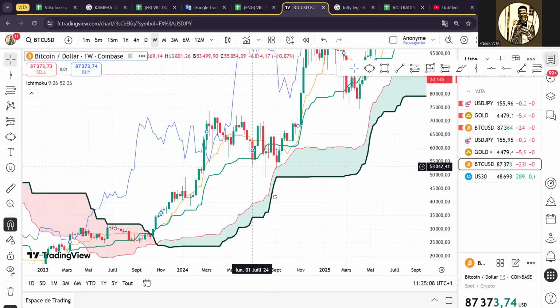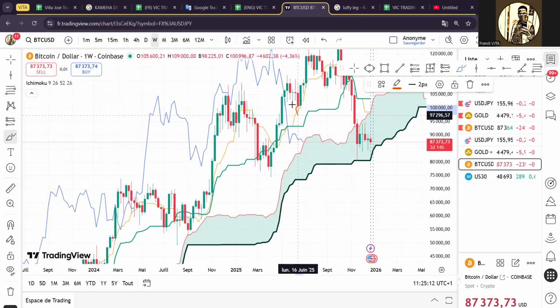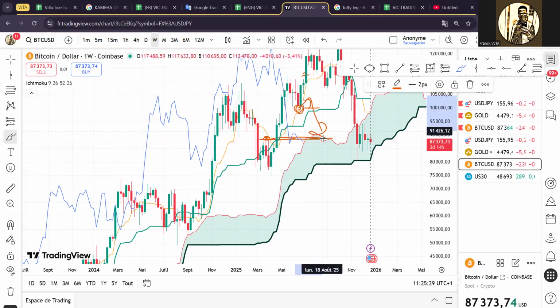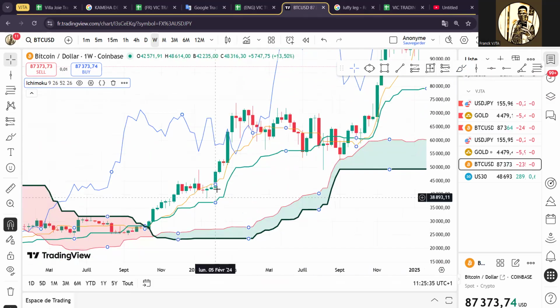So the first point is also Tenkan. So it could have reached Tenkan first, then come back again till around this point, right? On the second point, without creating any V breaker, like hitting here and doing something like this. So the first one will be the Tenkan. That's what happened on this Luffy leg again.